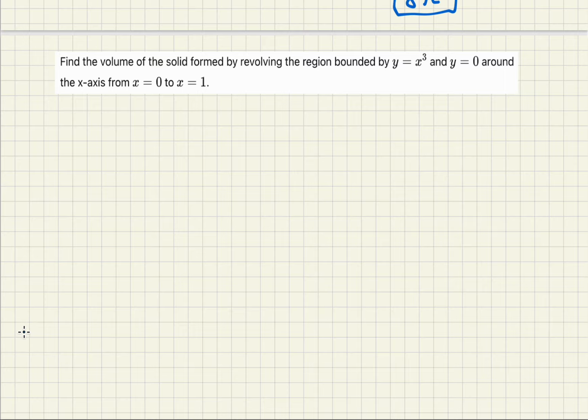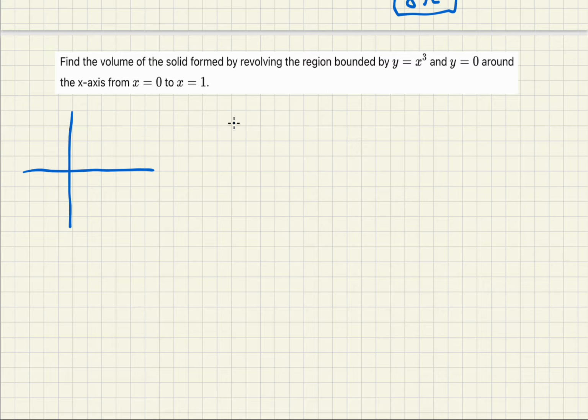Next, find the volume of the solid formed by revolving the region bounded by y equals x cubed and y equals 0 around the x-axis from x equals 0 to x equals 1. Now, just like before, our first step is to draw a graph and input all of our equations.